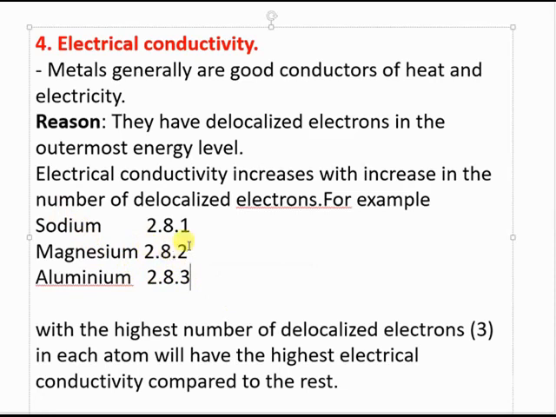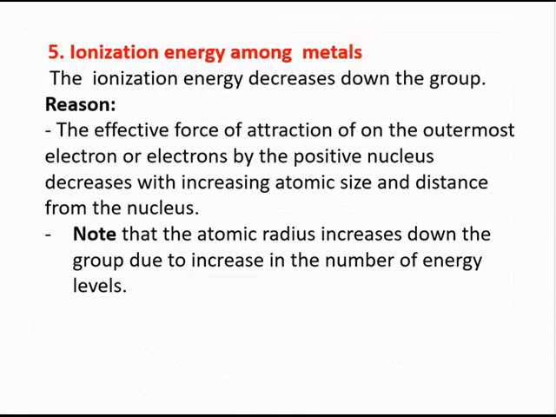So magnesium is a better conductor than sodium because magnesium has two valence electrons which are responsible for conducting electricity. Aluminium is the best. Therefore, aluminium with the highest number of delocalized electrons, that is 3 electrons delocalized in each atom, will have the highest electrical conductivity compared to the rest. So that is it. Let us look at the ionization energy among the metals.